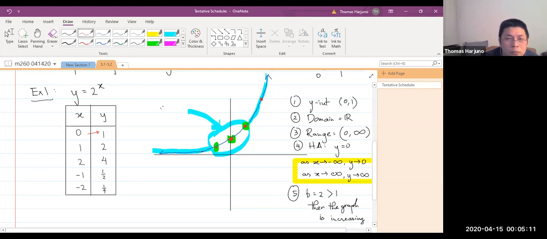Use these 3 coordinates to help in graphing.